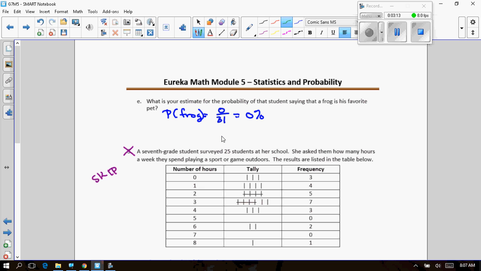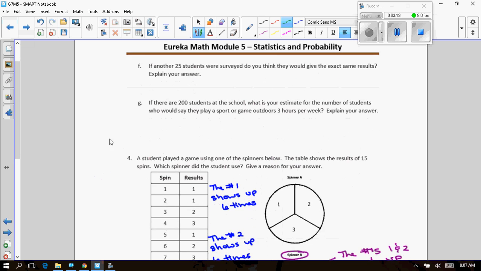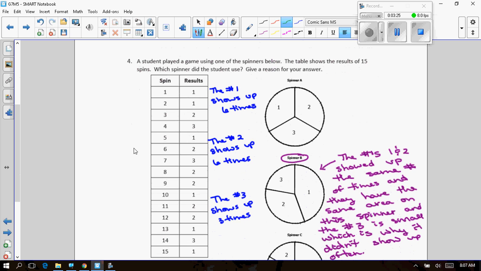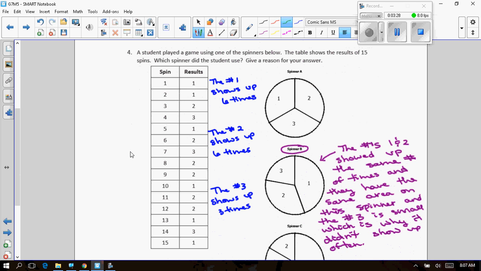I had you guys skip number 3, so let's jump across the page, go over to page 17, and check our answers for number 4. Okay, so we have this student who did all these spins, and we have to figure out which spinner they used, A, B, or C. Well, the number 1 showed up 6 times. The number 2 showed up 6 times, and the number 3 only showed up 3 times in all of our data. So based off of that, I know that parts 1 and 2 have to be about the same size, and number 3 must be smaller, and that is why I picked spinner B, right? The numbers 1 and 2 showed up the same number of times, and they have the same area in this spinner. And the number 3 was small, and sure enough, it showed up the fewest number of times.